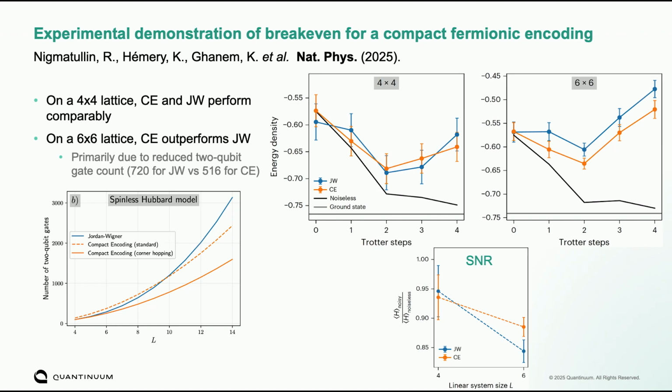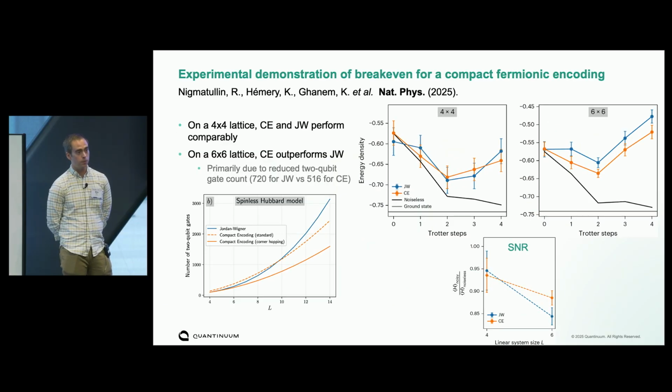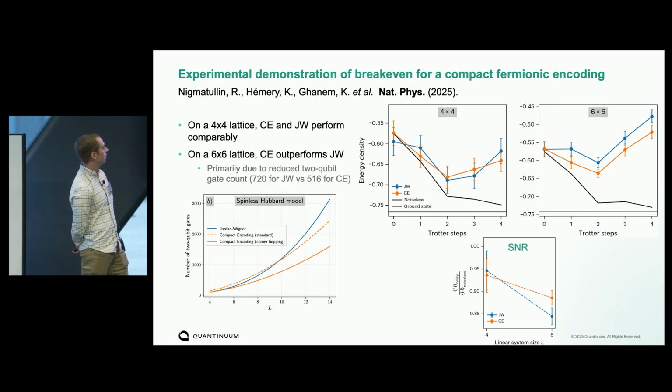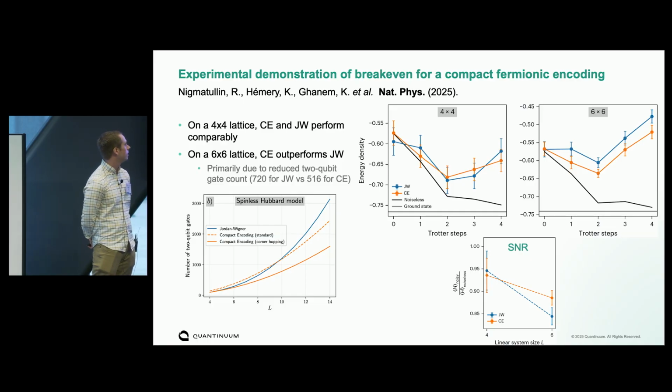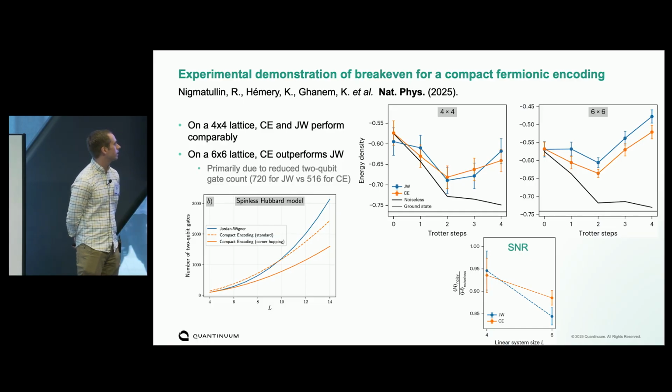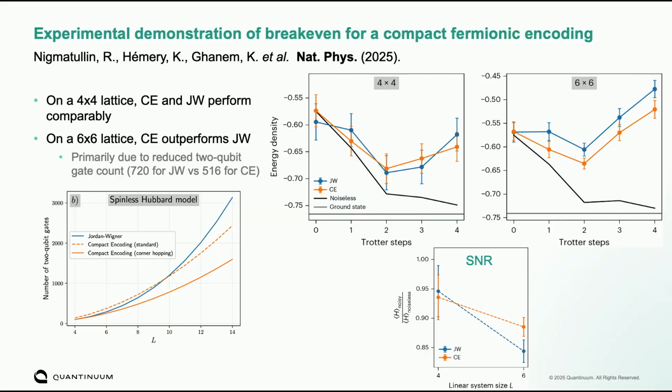And we think this is primarily due to the reduced number of 2-qubit gates that we had to do for this compact encoding for the 6x6 system size. And generally, as we scale system size, you can see on this plot on the bottom left that the number of gates required is lower for this compact encoding. Implementing this corner hopping strategy allowed us to reduce that crossover point from 10 by 10 to about 6 by 6 or so, or theoretically close to 4 by 4.